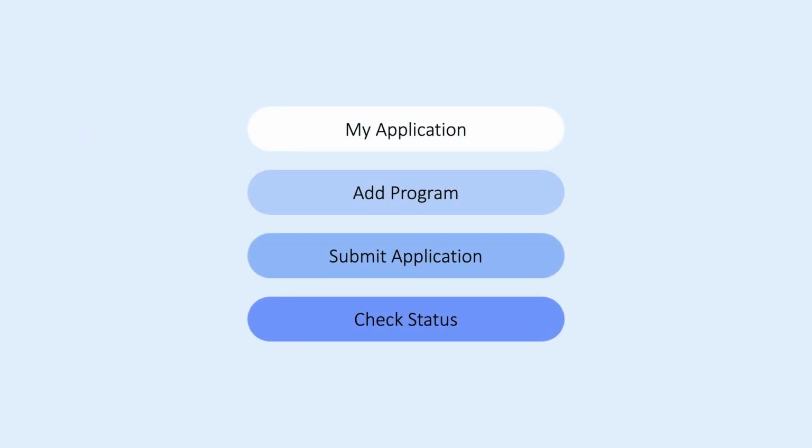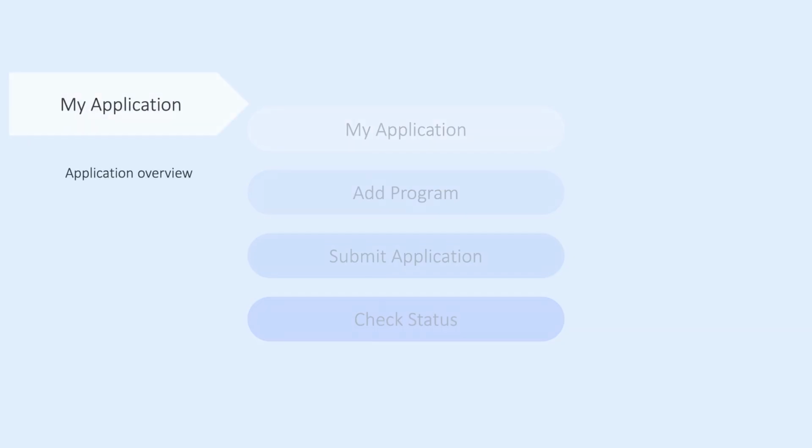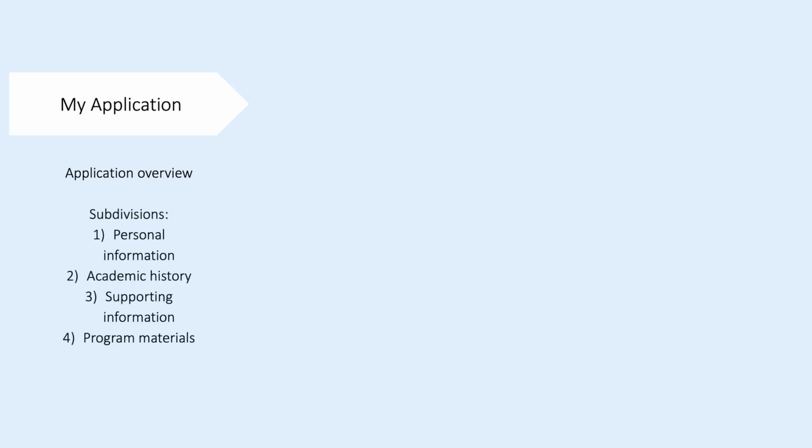Once your account is set up, take a moment to familiarize yourself with the 4 main tabs at the top of your page. Let's go through each of these 4 tabs. The My Application tab is an overview of your dental school application. It's where you'll input personal information, academic history, supporting information, and program materials. The second tab is Add Program. This tab allows you to select the schools you're applying to.